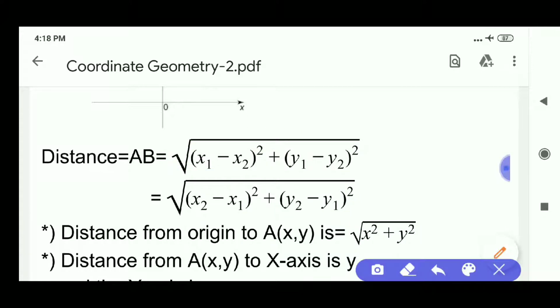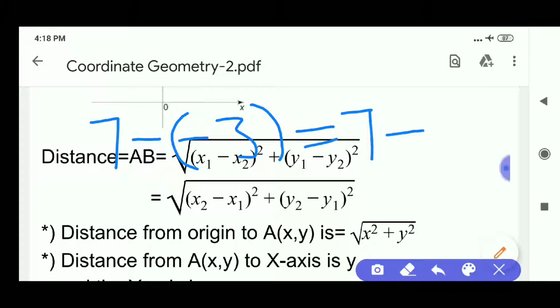Dear students, what is the difference of 7 and 3? You know that it is nothing but 4. Similarly, what is the difference of 7 and minus 3? Observe carefully. Difference of 7 and minus 3: that is 7, double minus becomes plus 3, that is 10.